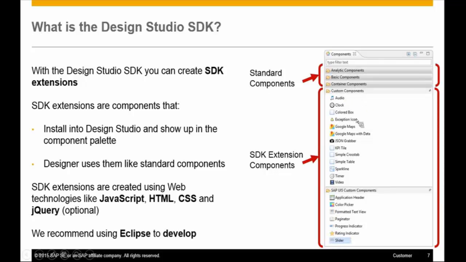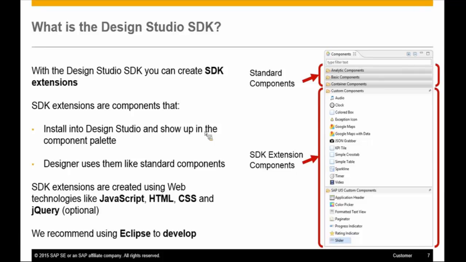So you can see we've got here some custom components, and we've also got some SAP UI5 custom components as well. All these ones at the bottom are custom components that we've installed into Design Studio in this case. Once they're in there, any designer can use them like any other standard component. They can drag them onto the canvas, set some settings, do all that kind of lovely stuff to build their application.